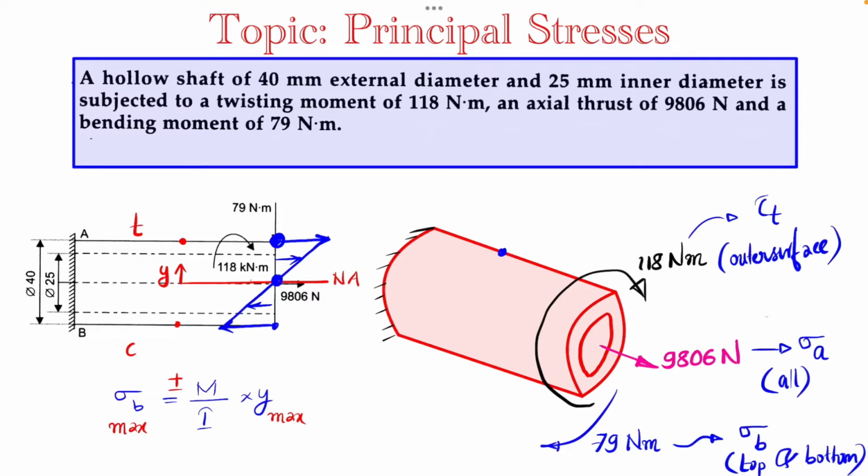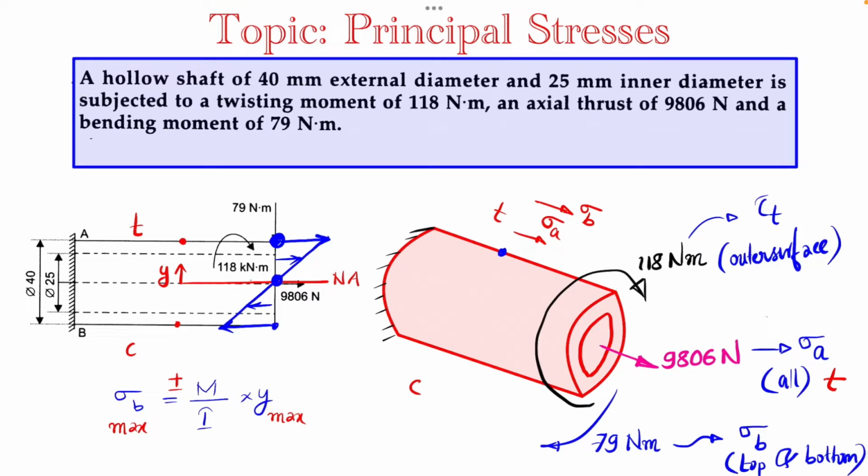I will be taking only the top, because sigma A will be creating a tensile stress. This will be tensile, and for sigma B the top side is tensile and the bottom side is compressive. So sigma A will be acting in this direction and sigma B will be acting in this direction. So both will be getting added up.